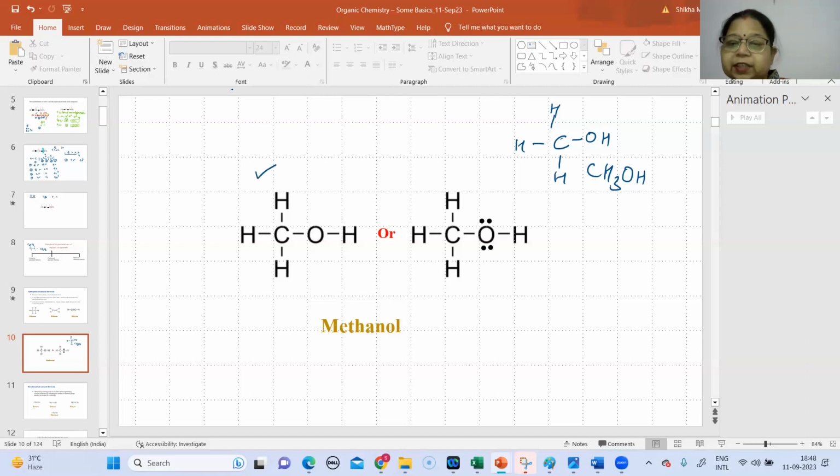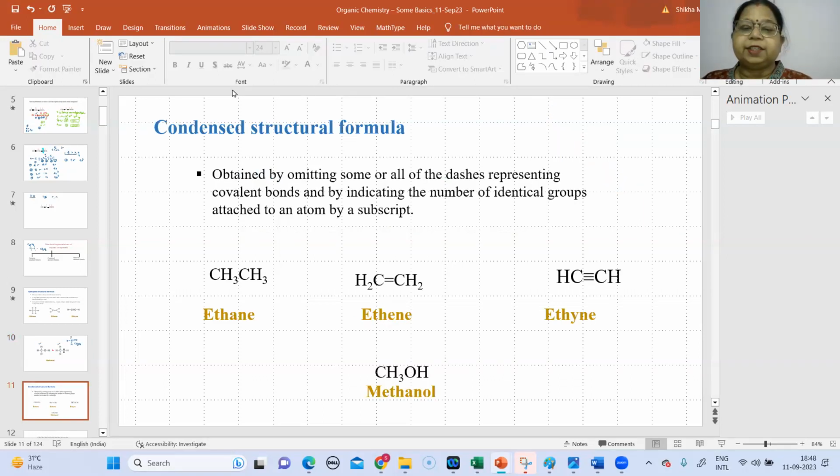In the complete structural formula, you can use either of them. You can write it like this or you can write it like this, right? In the second structure, as per the instructions, we have shown the lone pair of electrons. Is it clear to all of you? Yes, ma'am.